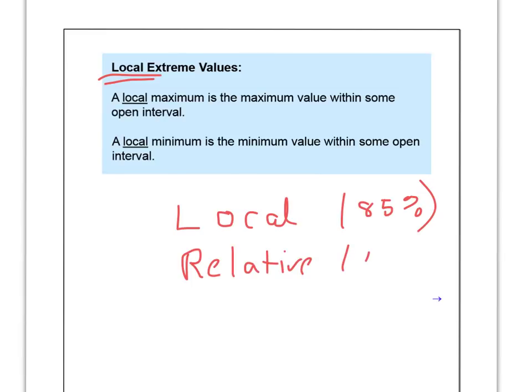Relative will be used much more rarely, unlike global and absolute, which are closer together in terms of percentages. That'll only be used about 15% of the time. So local is definitely becoming more popular these days. A local maximum is the maximum value within a smaller window or a smaller open interval. Same thing with local minimums, same idea.